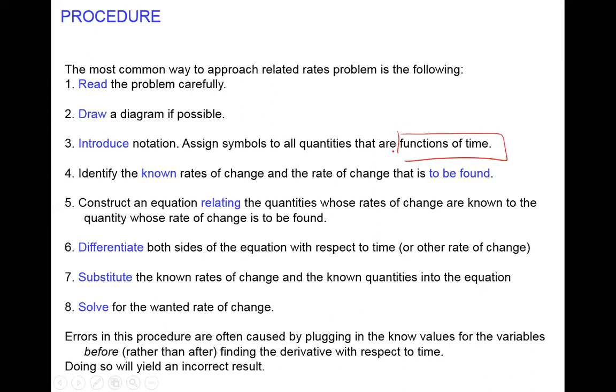That means having a diagram, labeling, putting some quantities, x, y, z, any quantities, we have to remember by differentiating that they are functions of time. They depend on time. Always involve a chain rule.